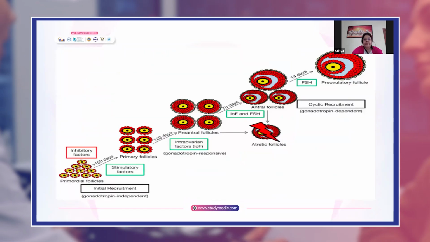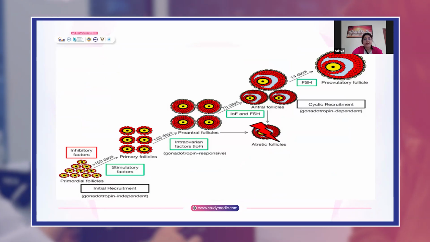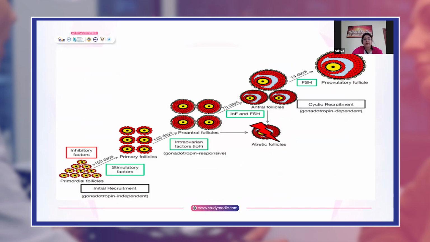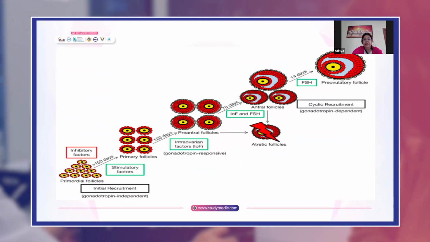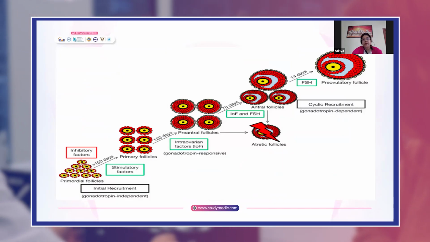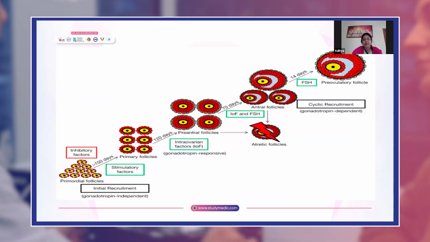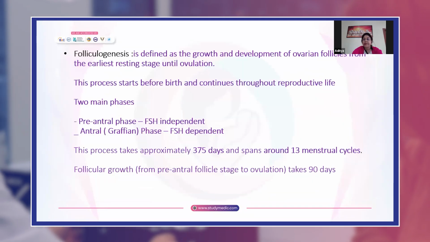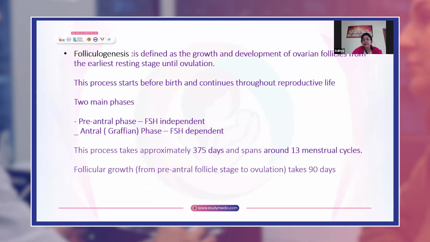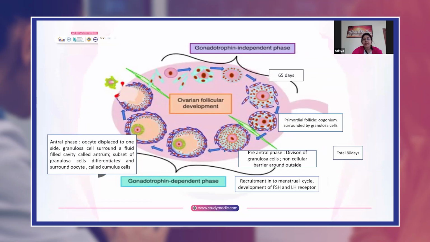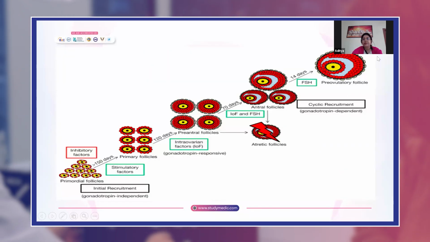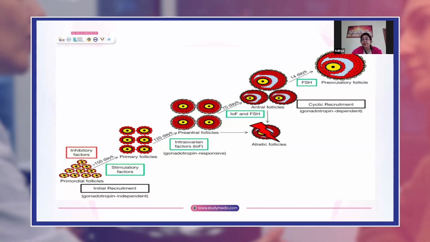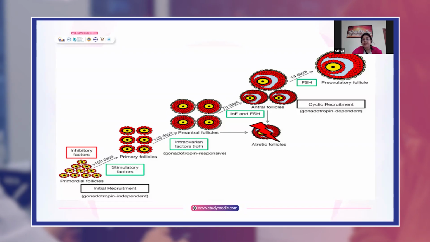This has two phases: the pre-antral phase and the antral phase. The pre-antral phase is the gonadotropin-independent phase, and the antral phase is the gonadotropin-dependent phase. This cycle takes approximately 375 days and spans around 13 cycles. The follicular growth from the pre-antral to the antral stage, from development of the pre-antral follicle till ovulation, takes around 90 days.